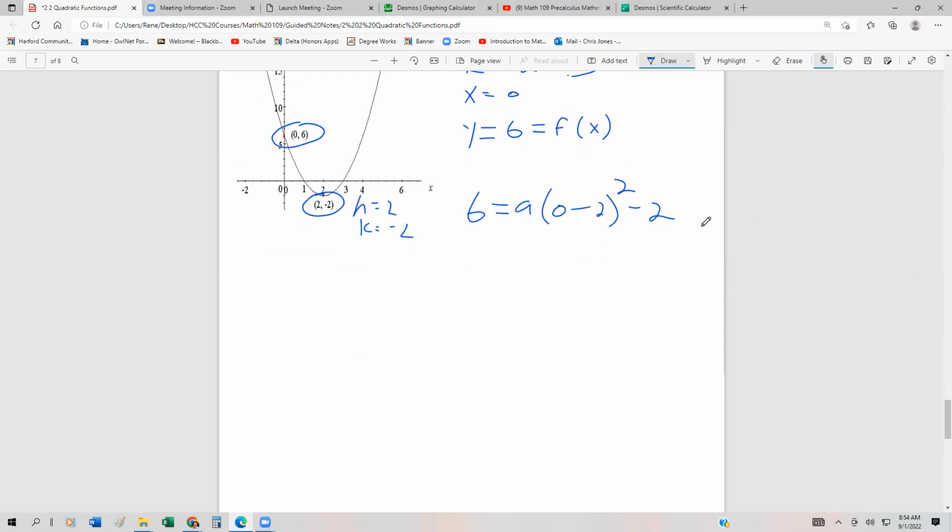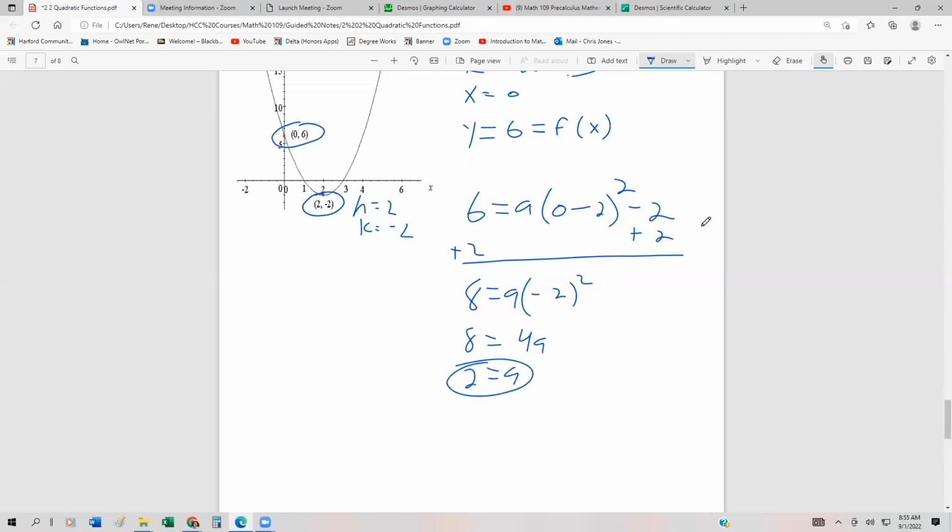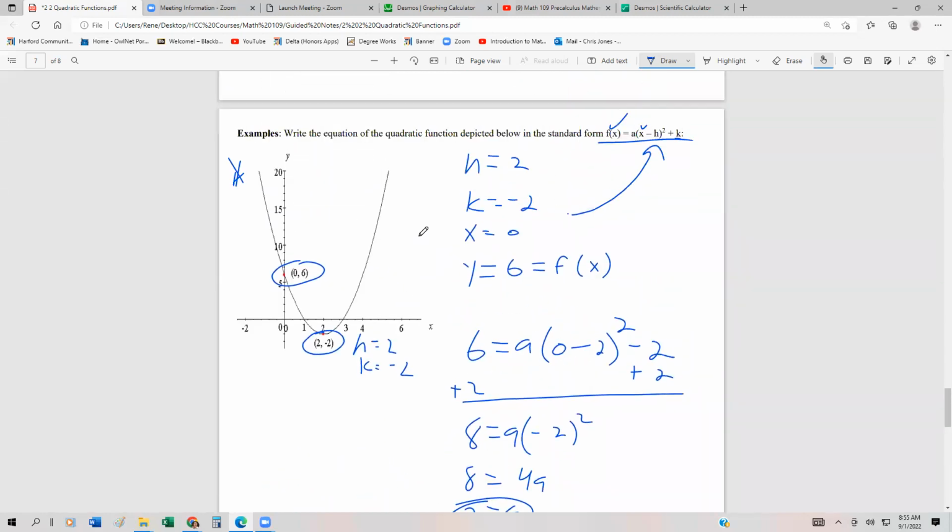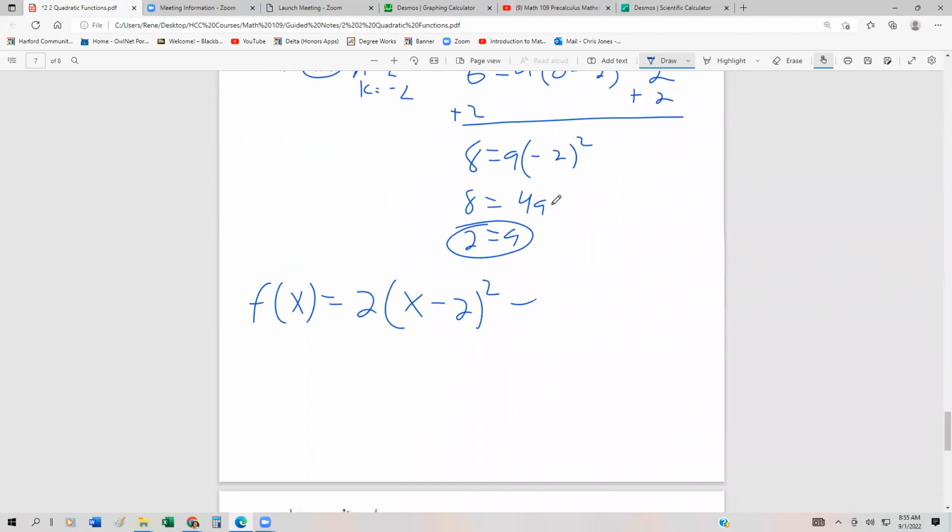To do that, let's add 2 to both sides. And if we do that, we get 8 equals a times (-2) squared. And then if we evaluate that, 8 is going to be equal to 4a, or 2 is equal to a. And so the function, which I'm going to call f of x, is going to be equal to 2 times (x minus h), which is going to be 2, and then plus k. Looking at our formula, we have plus k, and k was -2, so I'm just going to say -2.